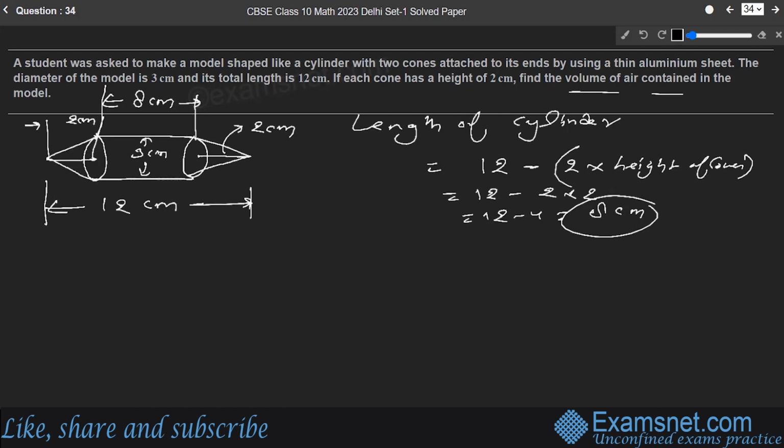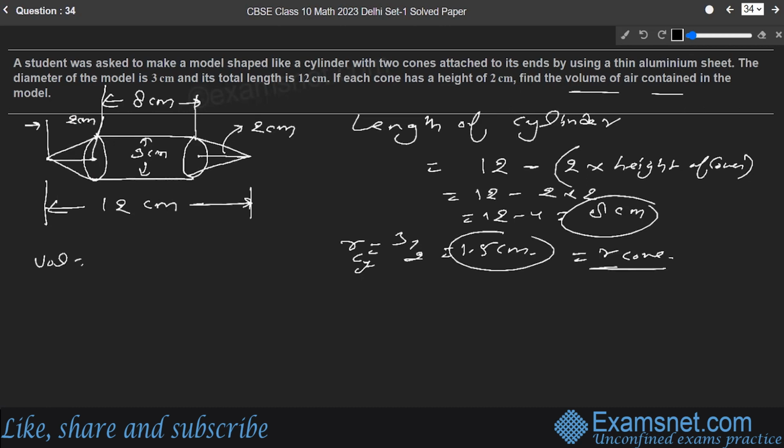Now let us try to find the volume. Before that, we need to find the radius of the cones also. Radius is half of the diameter. The diameter is 3, so the radius is 3 by 2, that is 1.5 centimeters. This was the radius of the cylinder, and this will also be the radius of the cone because they are attached together. Now let us find the volume formula. The volume of the whole figure will be the volume of the cylinder plus 2 into the volume of the cones.